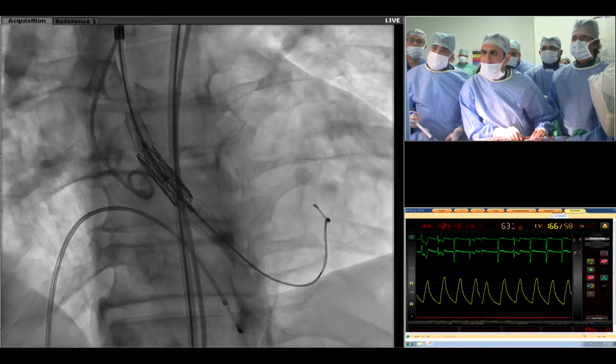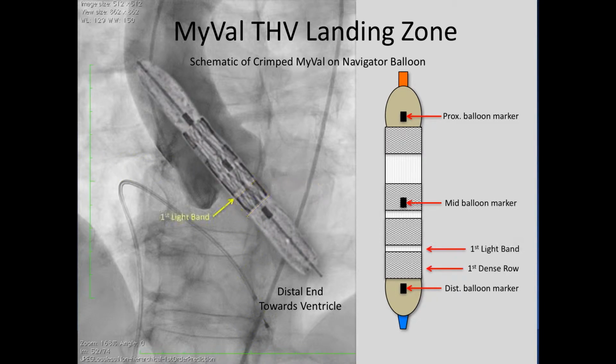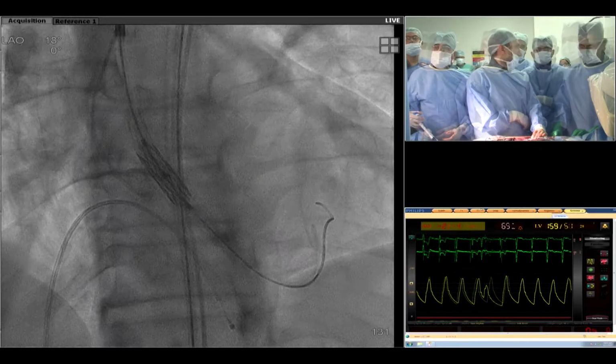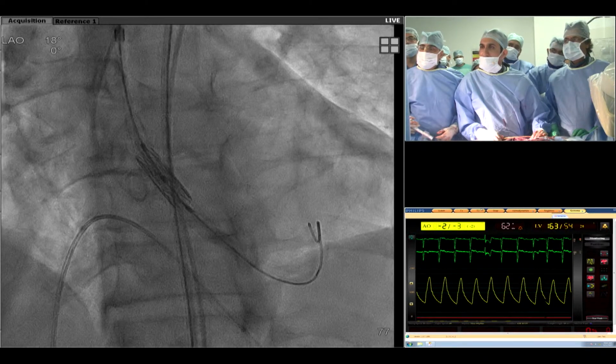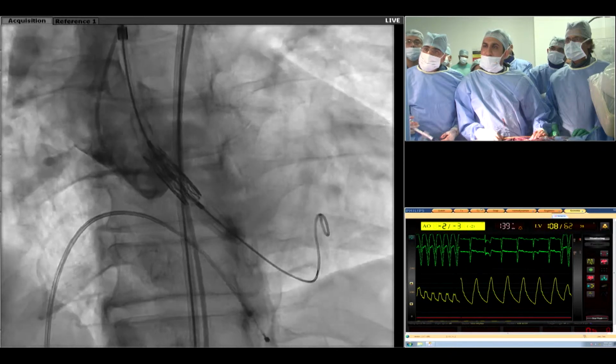If you can see, there are certain bands, a big band and then a row. We're trying to aim somewhere in the upper part of the second row and just beneath the middle marker. So what we'll do is we'll pace here at 140. Okay. Inject. Inject. Okay. Stop pacing.